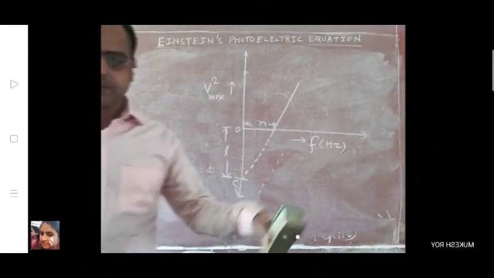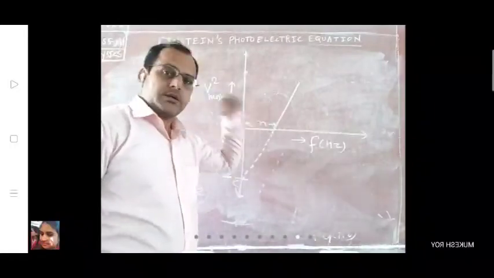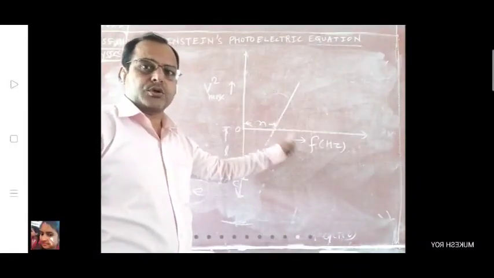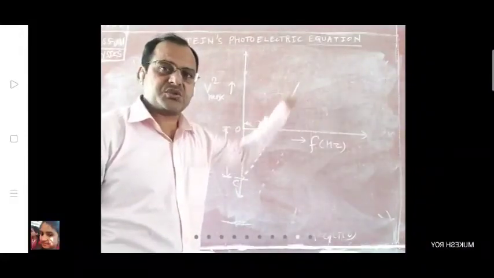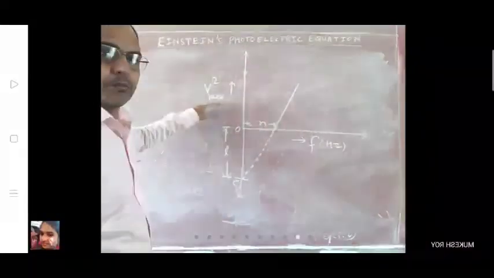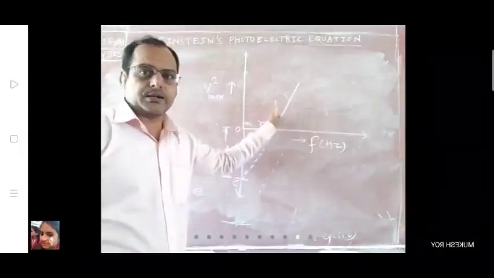ठीक है, ये ग्राफ है आपके पास. Vmax square, यानी kinetic energy related to frequency. ये हम लोग जाना है. ये V नॉट भी होता था, तब भी डायरेक्टली प्रोपोर्शनल होता था फ्रीक्वेंसी का, तब भी स्ट्रेट लाइन होता था. तो काइनेटिक एनर्जी के टर्म्स में वी मैक्स स्क्वायर लिखा गया, प्रोपोर्शनल एफ स्ट्रेट लाइन होगा.